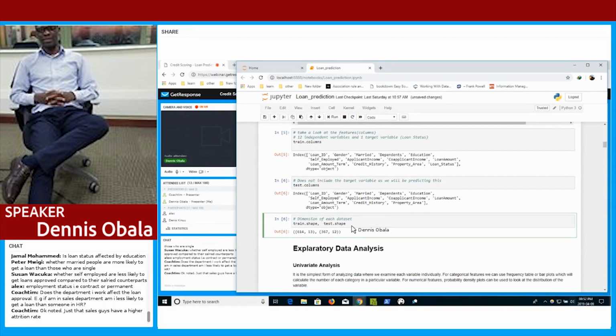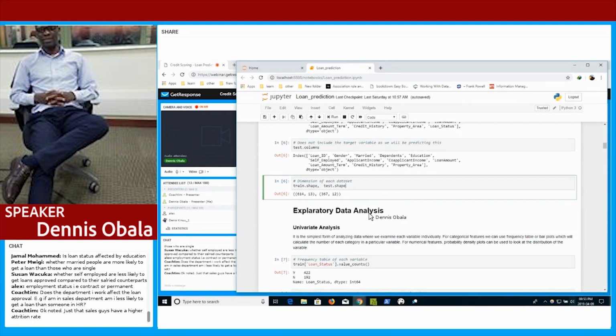So we look at the dimensions of the data. Dimensions basically means looking at the shape, the number of rows versus the number of columns. For the train data set, we have 614 rows and 13 columns, while for the test data set, we have 367 rows and 12 columns. This is because we want more data to be used to train than to test. The bigger the data used for training, the more accurate the prediction compared to a small training data set.